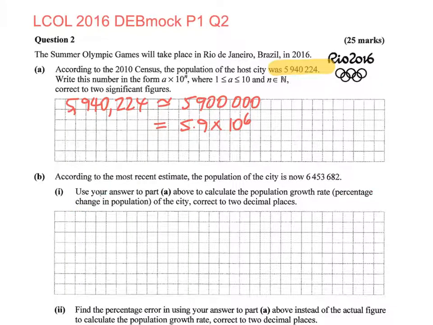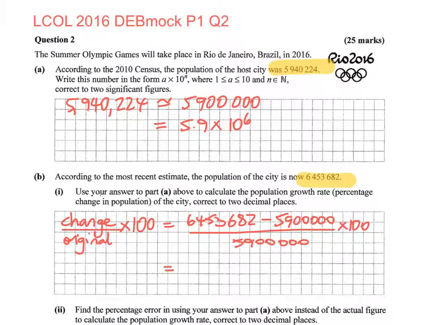So let's understand what a population growth rate percentage change is. Percentage change is the change divided by the original, multiplied by 100 to turn it into a percentage value. The first thing to be aware of is what the change is, the actual difference. That difference is going to be the exact value of 6,453,682, and from that I'm taking away the 5.9 times 10 to the 6, i.e. my 5,900,000.